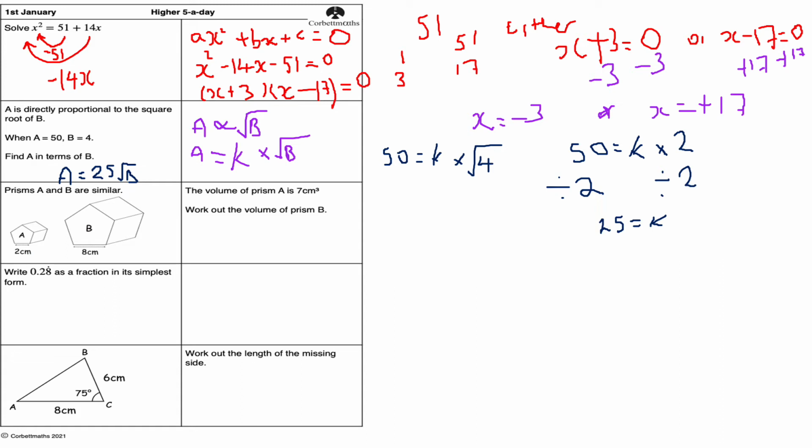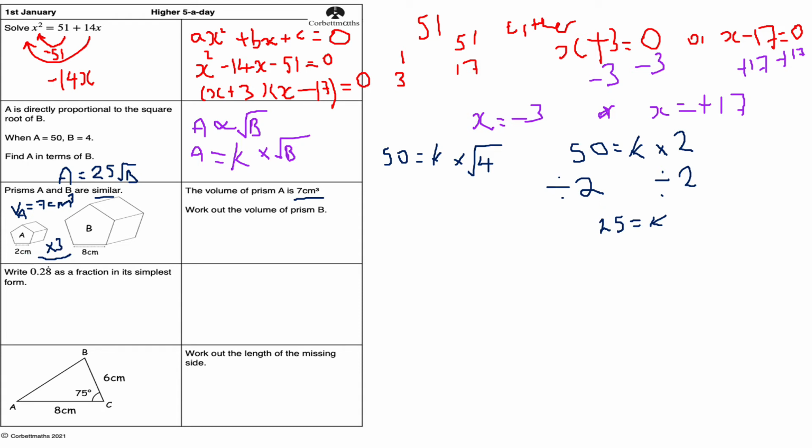Question 3, guys. Prisms A and B are similar. The volume of prism A is 7 centimetres cubed. Work out the volume of prism B. Now, we are told that they are similar, so this means that there is some scale factor that goes from A to B. So 2 times something is 8. Well, I'm going to times it by 3.